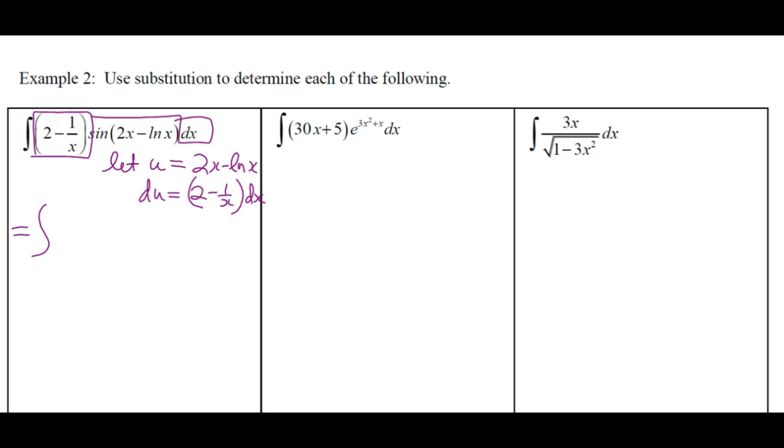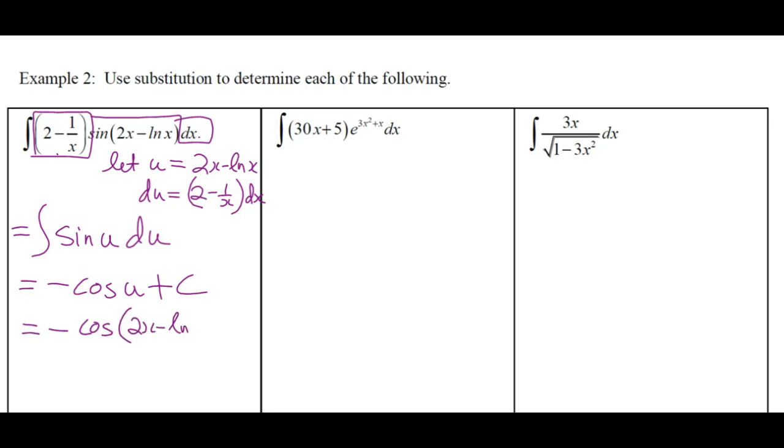Okay, so the sine of 2x minus ln x becomes the sine of u. The 2 minus 1 over x dx becomes du. So we've got the integral of sine u du, which is simply cos u plus c. Wouldn't it be negative cos u? Yes, it would. I was waiting for that. Oops. So negative cos 2x minus ln x plus c. Okay, so final step is just to replace.